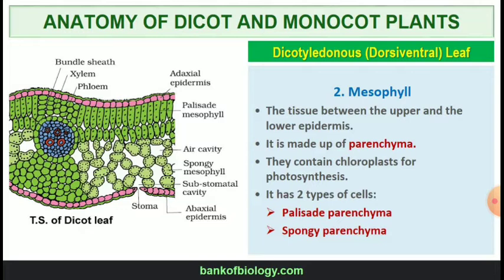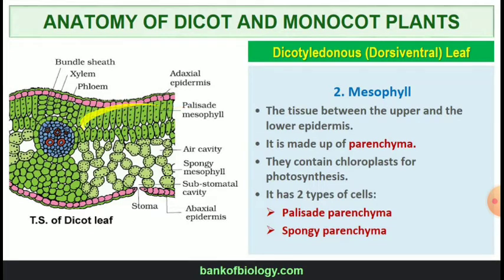Mesophyll, the tissue between the upper and the lower epidermis, is going to be called the mesophyll. All these cells are the mesophyll cells. It is made up of parenchyma, and they contain the chloroplasts which help in photosynthesis. These mesophyll cells are of two types, as you can already observe in the diagram: palisade parenchyma and spongy parenchyma.